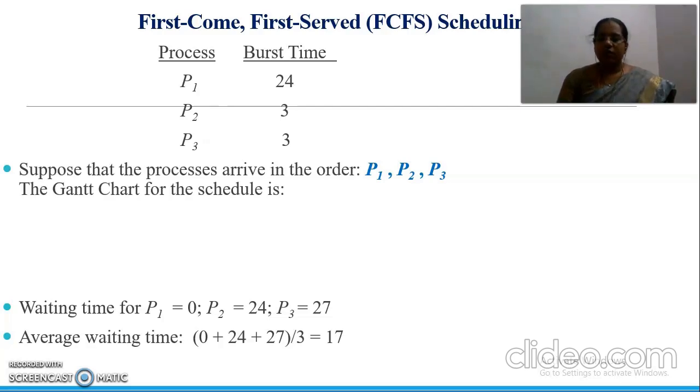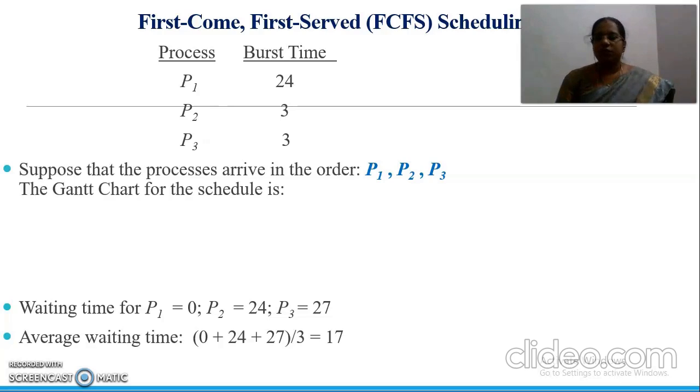We have a list of processes like P1, P2 and P3, and their respective burst times are given as 24, 3 and 3. So here comes a question, what is this burst time? Burst time is nothing but the time which the process needs to complete its execution. Let me say for P1, in order to complete its work, it needs 24 milliseconds. So let me assume that the processes arrive in order P1, P2, P3.